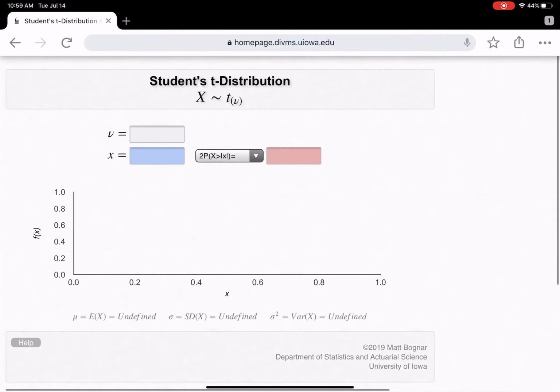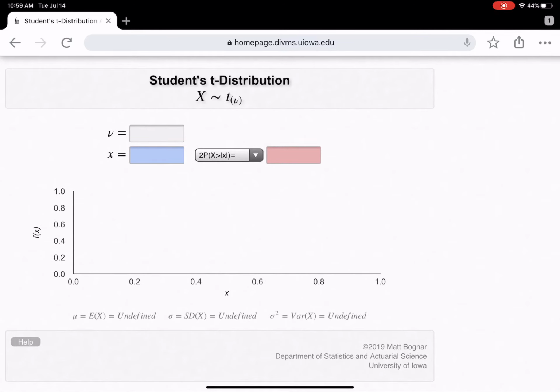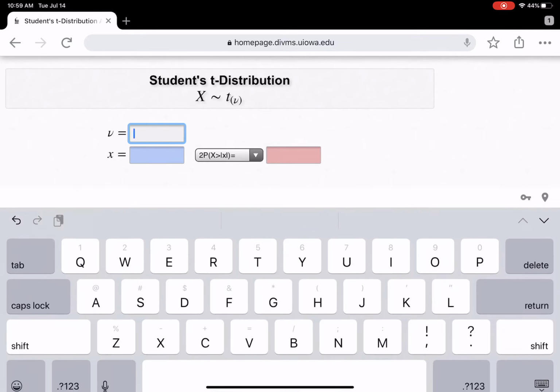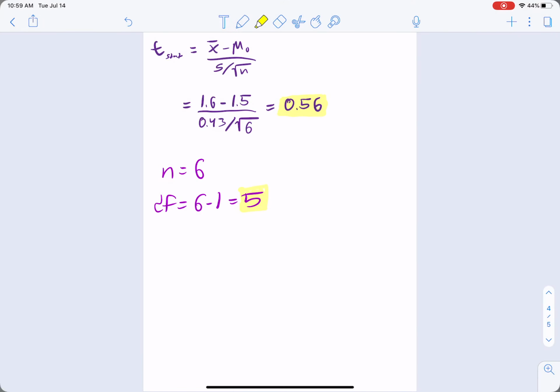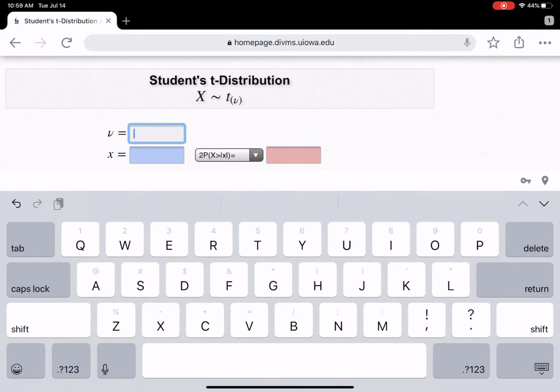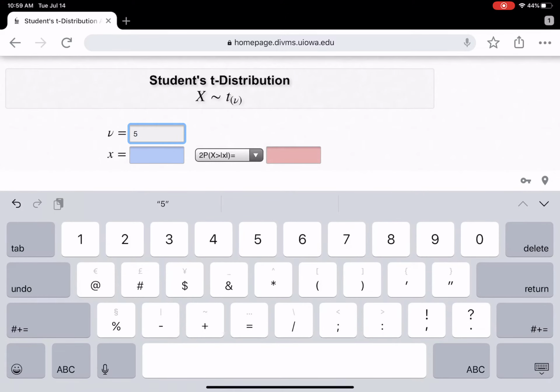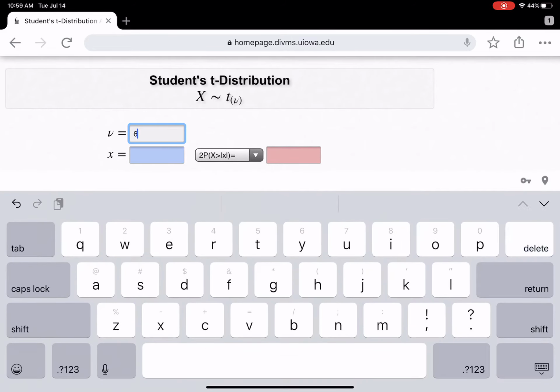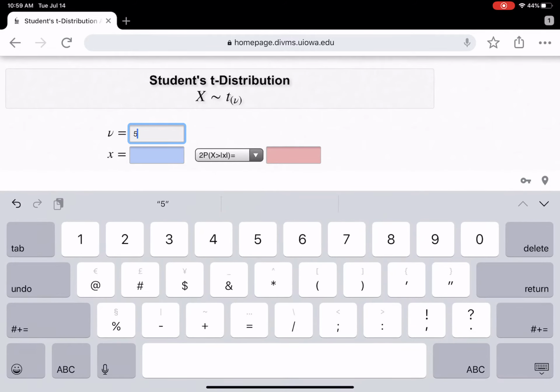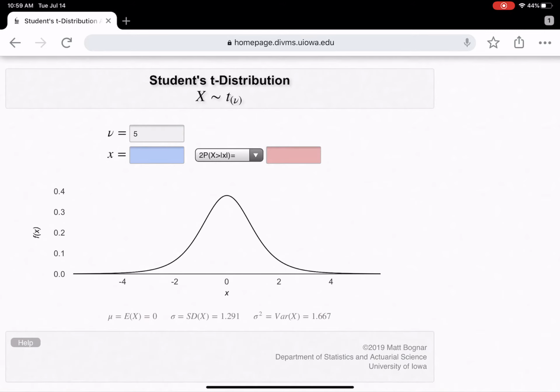You should have the link too. Okay, so the first thing you add in is our degrees of freedom, which is, and I have already forgotten because I'm a dummy, it is 5, right? Now, I'm actually kind of curious. What if you put in 6 minus 1? Oh, yeah, it works. Don't do that. Just put in the actual value. Cool. And so that's 5.